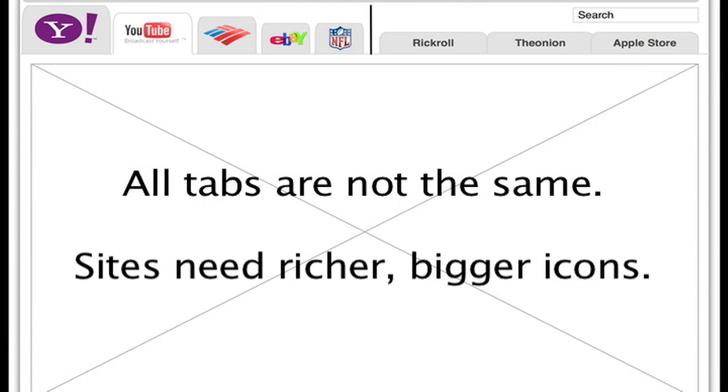So that was Supertabs. To sum up the two key ideas again, all tabs are not the same and sites need richer, bigger icons.